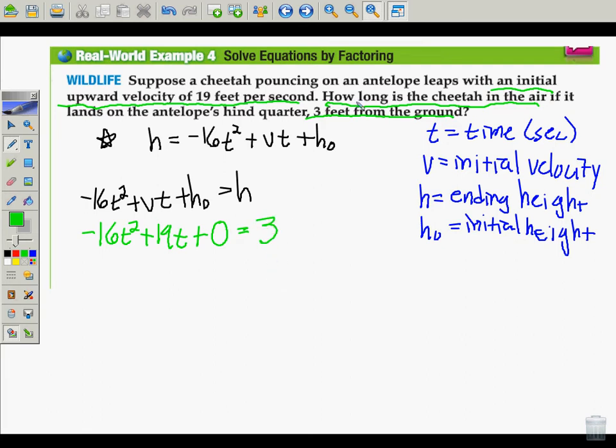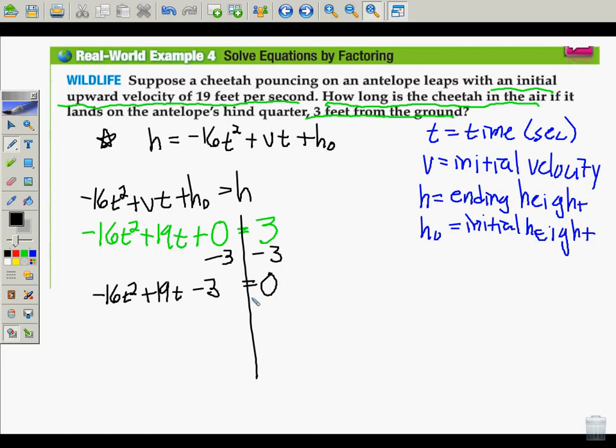And now we can actually go through and solve this equation. Okay, obviously I want to get this 3 to the other side, okay, because I want to be able to factor. If I want to factor, I need to get everything together, so I'm going to subtract 3 from each side. So now I've got negative 16t squared plus 19t minus 3 equals 0. Remember, when we're factoring, we want one side to be 0 because now I'm going to be able to use that zero product property we've talked about before.